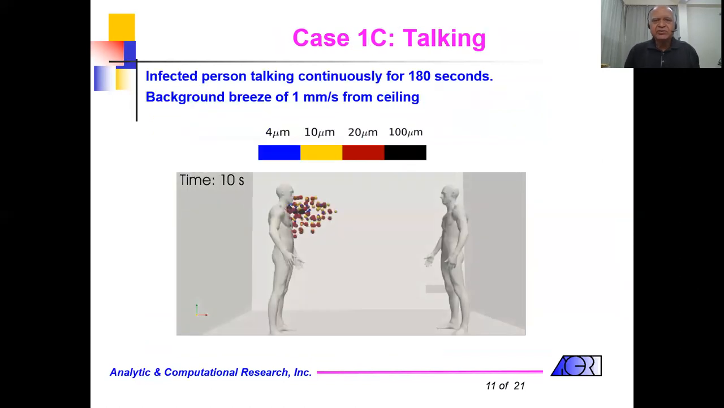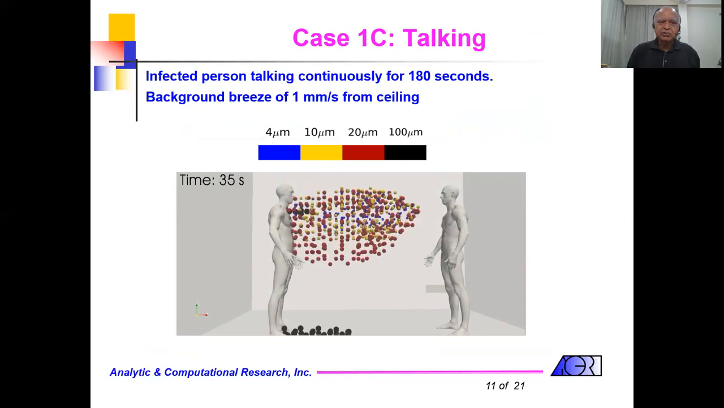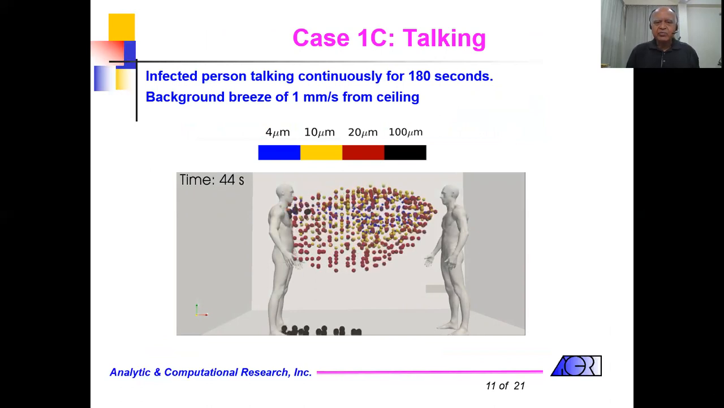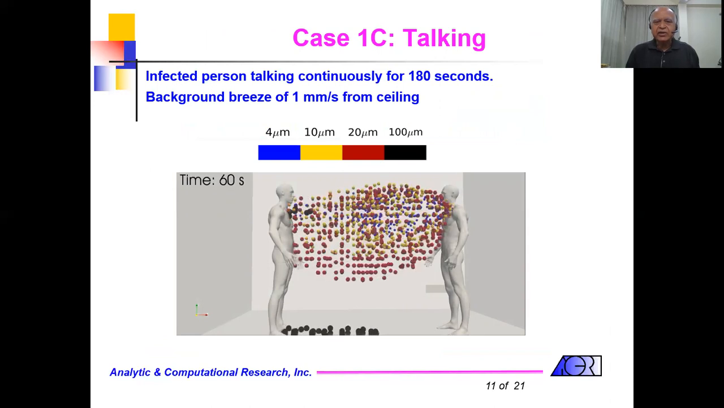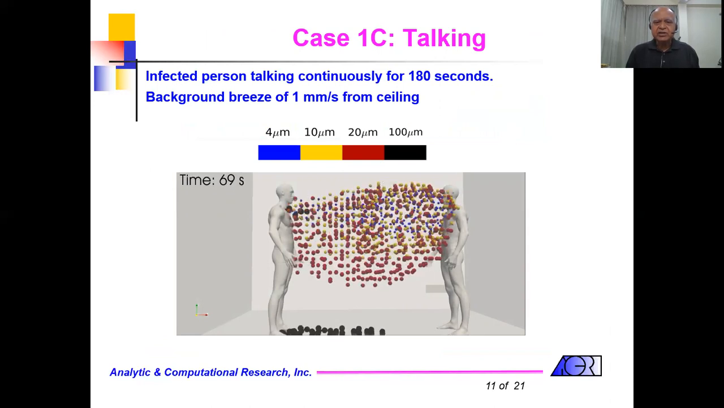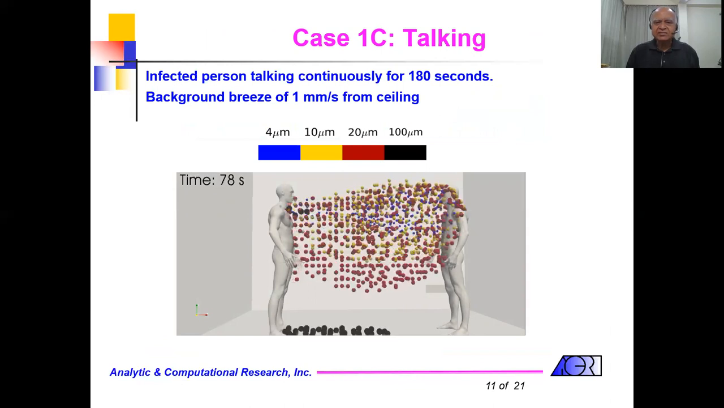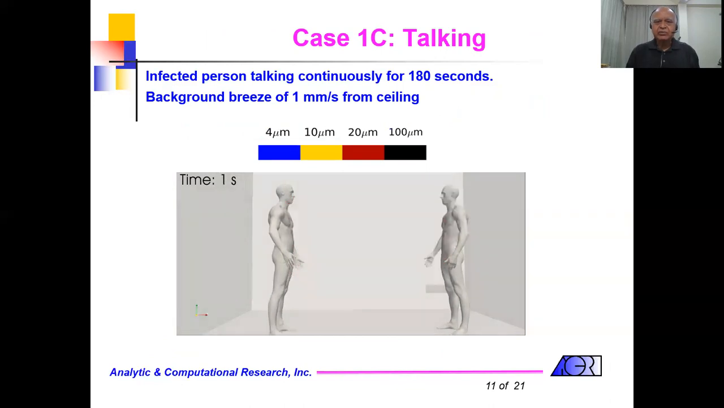Now let's see what happens when somebody is just talking, but continuously for about 180 seconds. That's a long time, but not unusual. And there's a small background breeze from the ceiling. And you can see that we are way past the 2 meter in less than 60 seconds, okay? So there is still a danger even in this particular case.